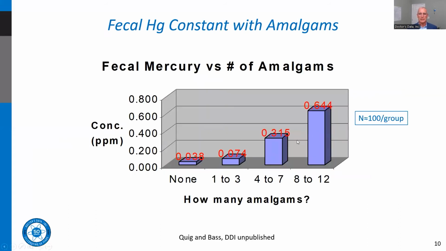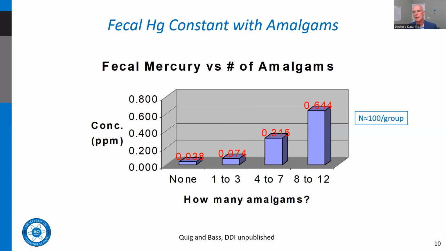Now, years ago, Dr. Bass and myself did a survey. We were doing fecal metals, and we put out a questionnaire and asked patients how many amalgam surfaces they had and about their fish consumption. Then we correlated those variables with the concentration of mercury in feces. And here you can see the plot of the fecal mercury concentration against the number of amalgam surfaces. And there's a nice linear, if not curvilinear, relationship between the number of amalgams and increased levels of fecal mercury.